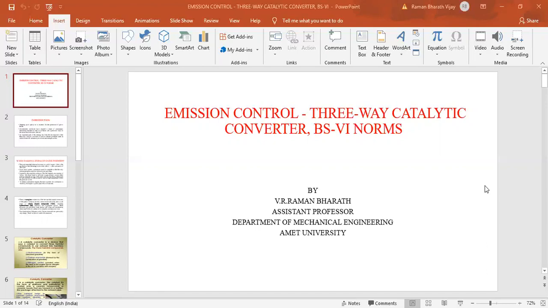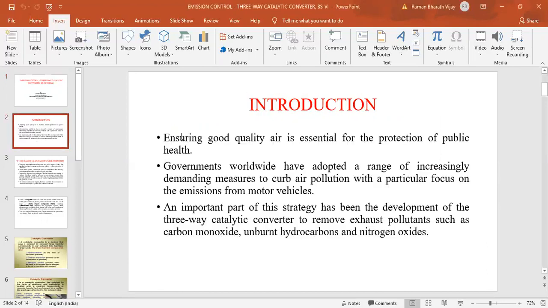There is also another method, which we have to see. That is called the three-way converter. So we will go one by one. I have given a general introduction. You can see it in the introduction. The introduction is a general one.